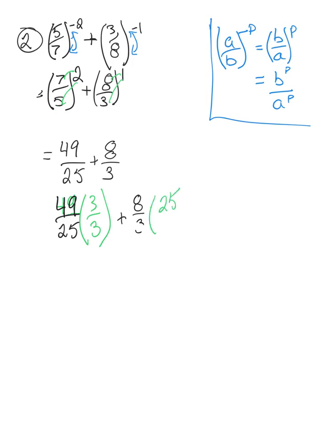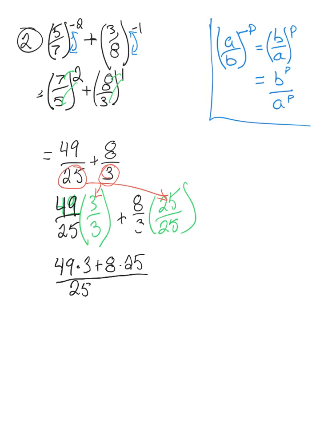And why did I choose those two numbers to multiply by? Well, it's because the 3 is here and the 25 is over there. So by multiplying them by both, they now have the same common denominator. Or 49 times 3 plus 8 times 25 all over 25 times 3, which equals 49 times 3 plus 25 times 7.